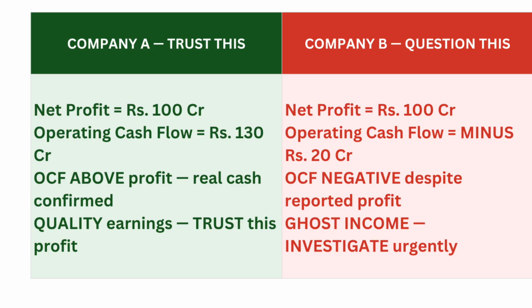Now, company A, trust this. Net profit is 100 crores, operating cash flow is 130 crores. OCF above profit, real cash confirmed, quality earnings, trust this profit. Company B, question this. Net profit is 100 crores, operating cash flow is minus 20 crores. OCF negative despite the reported profit, ghost income, investigate urgently. The next section will discuss why cash flow is different from P&L.